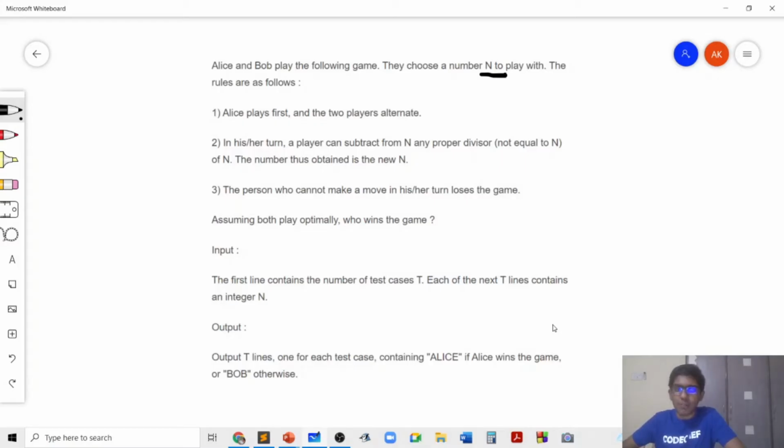In each turn, a player can subtract from n any positive proper divisor of n, which can be equal to 1, but it cannot be equal to n. So the divisor d which we subtract from n should be between 1 and n minus 1. And the player who cannot make a move in their turn loses the game. We need to find out who wins the game if they both play optimally.